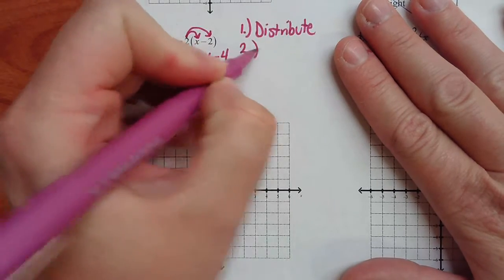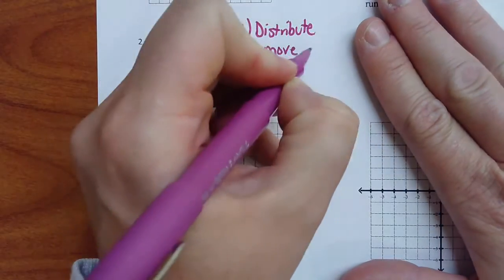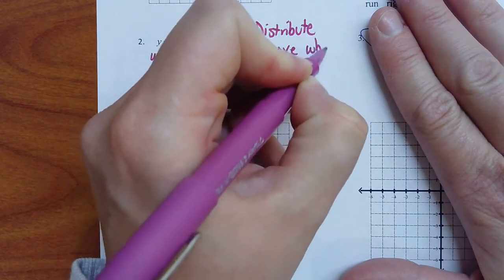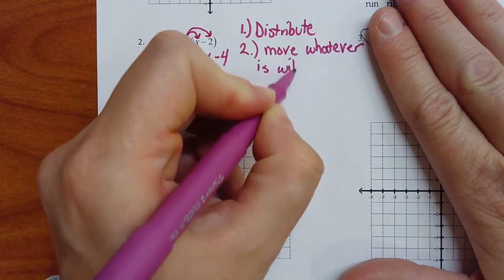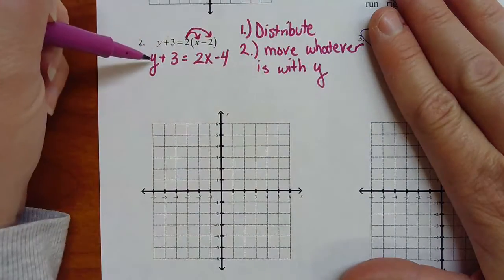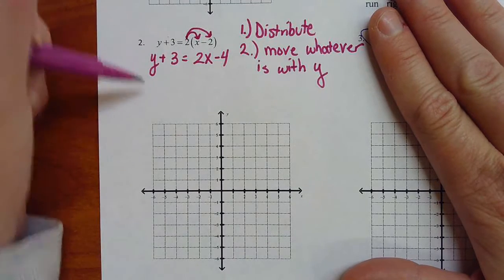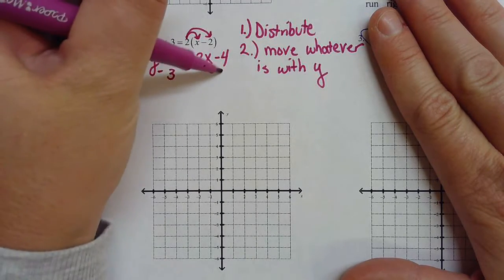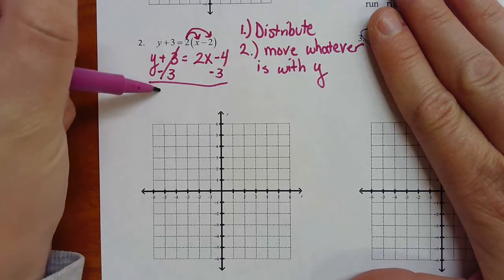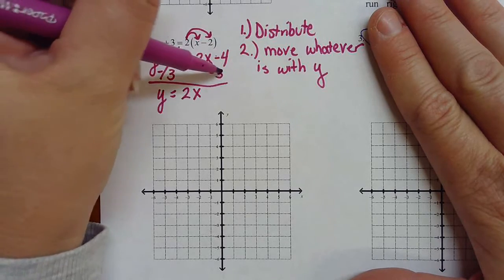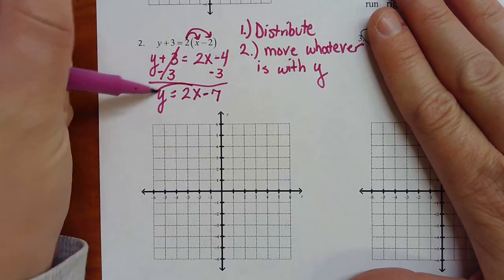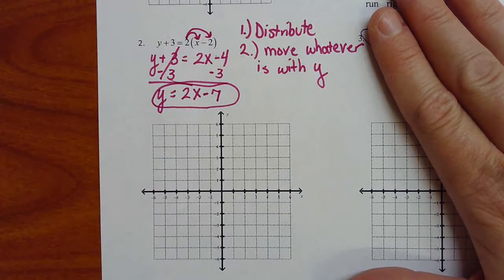After you distribute, then you're going to move, this is probably the worst way to explain it, but move whatever is with y. So what's with y? We have a plus 3, so I'm going to subtract 3. So then I have y equals 2x. Negative 4 minus 3 is negative 7. So this is actually the equation that I'm going to graph.